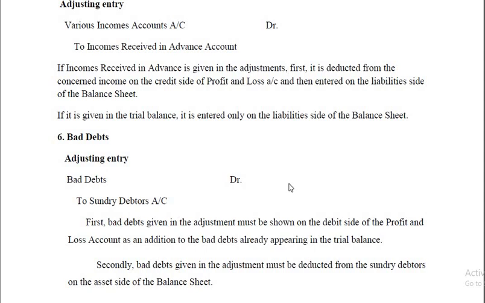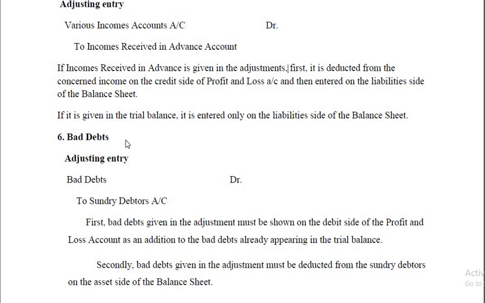But if it is given in the trial balance, it is to be entered only on the liability side of the balance sheet, because you have not earned it. It is as good as you have taken a loan. Therefore, it is on the liability side of the balance sheet. Moreover, it is a personal account, and balance sheet is prepared with the help of real accounts and personal accounts.